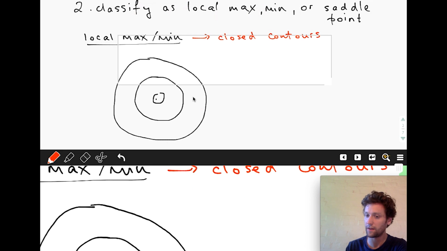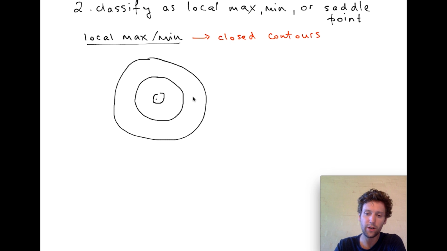Now, how do we identify closed contours? Well, I'll show you the test for that in just a moment. But let's say we now know that there's closed contours. How do we know whether we're looking at a maximum or a minimum? If I was just looking at a map like this, then I wouldn't be able to tell whether I'm looking at a maximum or a minimum.